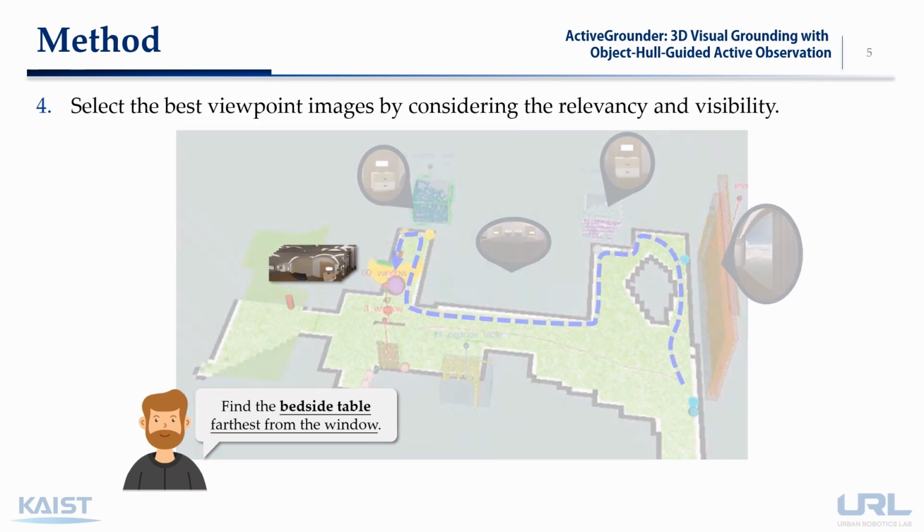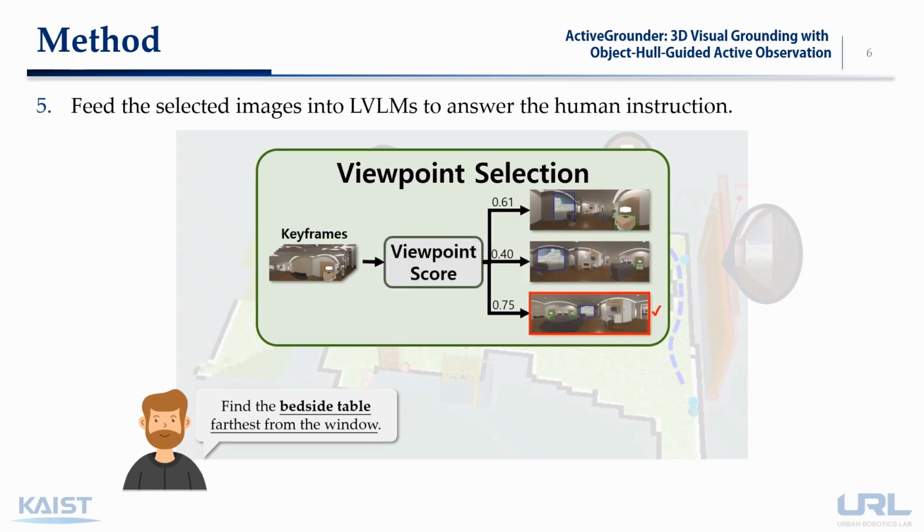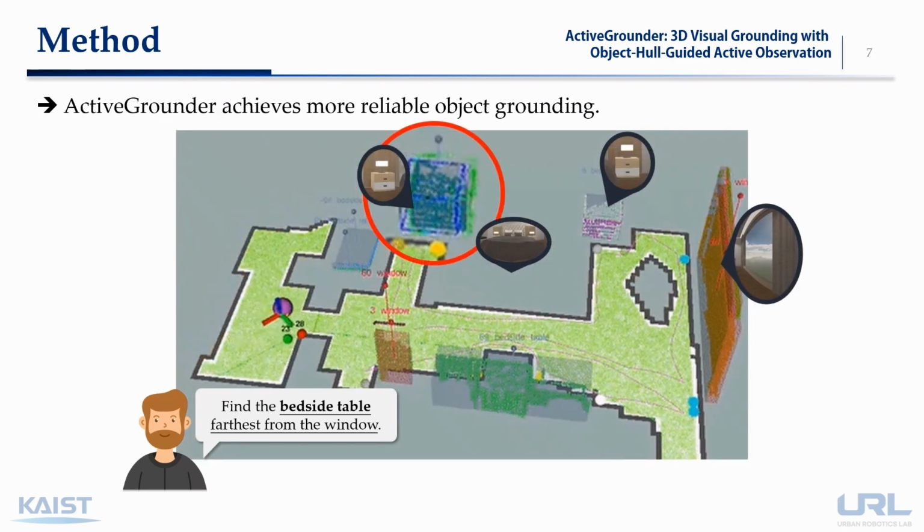We then select the best viewpoint images by considering how many relevant objects they contain and how clearly each object can be seen. Finally, the selected images are fed into large vision language models to answer the human instruction. It can ground specific objects in an unexplored environment more reliably compared with the previous passive visual grounding methods.